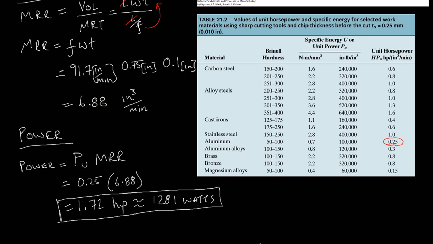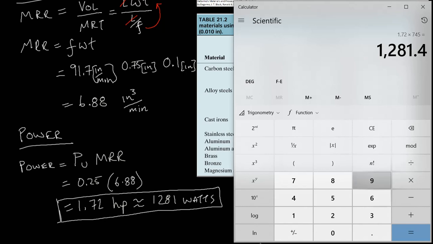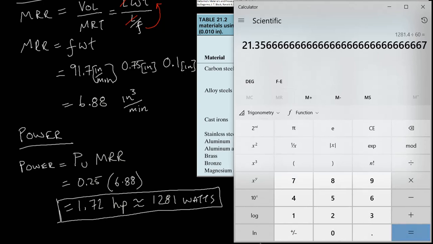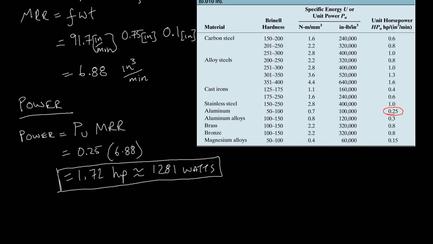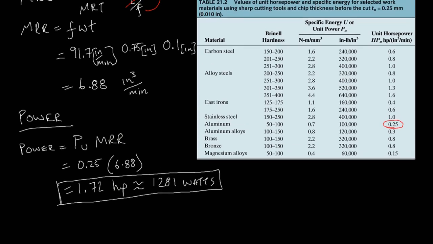Probably not. But speaking of lights, how many 60-watt incandescent lights is this? Well, we'll just divide it by 60. So that's roughly the same power to operate 21 60-watt lights. So not too bad. So anyway, that concludes milling parameters and the calculation of milling parameters. So we'll see you in the next video.